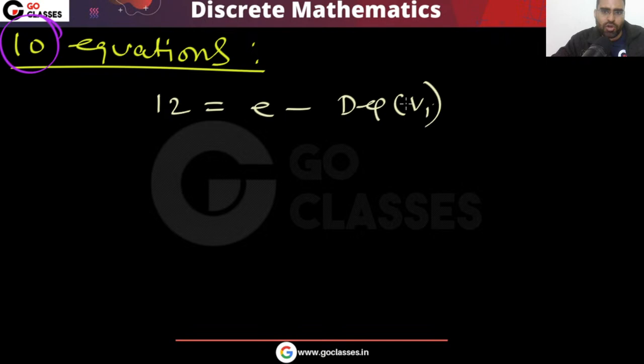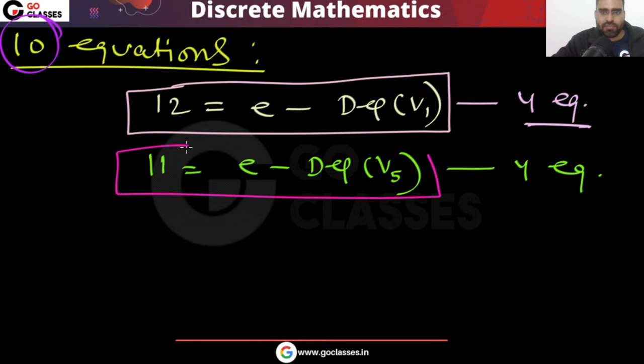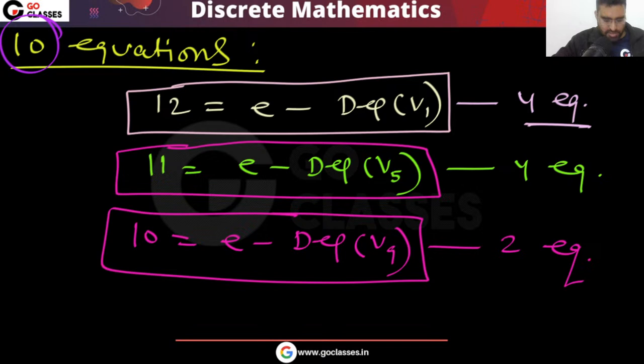So there are four equations of this type, where 12 is equal to E minus degree of V1. Four equations of this type, 11 equal to E minus degree of V5. And two equations of this type, 10 equal to E minus degree of V9. So what to do now? Now just add all of them.